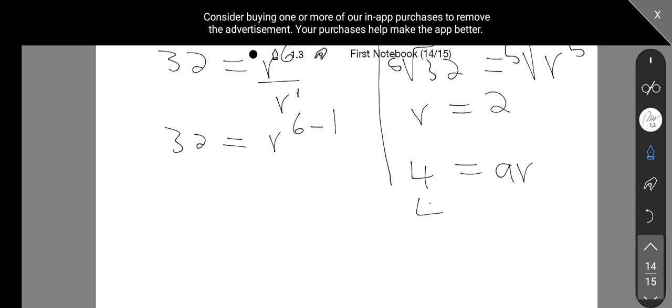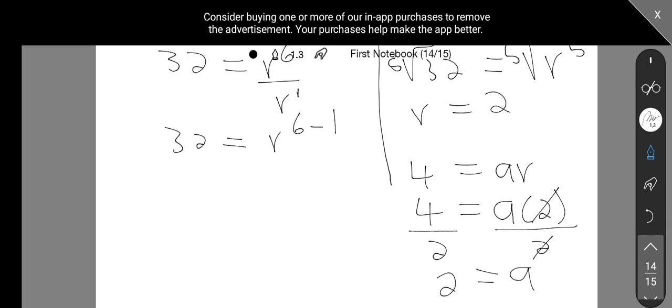Then 4 is equal to, well, we are looking for A. R is 2. And we're going to divide both sides by 2. The 2 cancels the 2. 4 divided by 2 gives us 2, and that is equal to A. This means that A is equal to 2 and R is equal to 2.